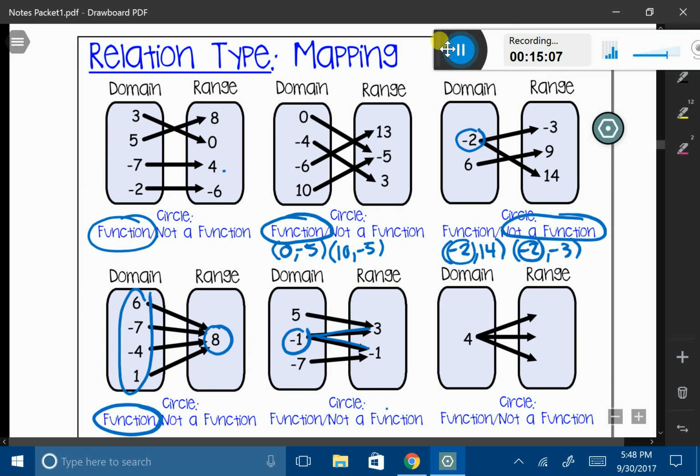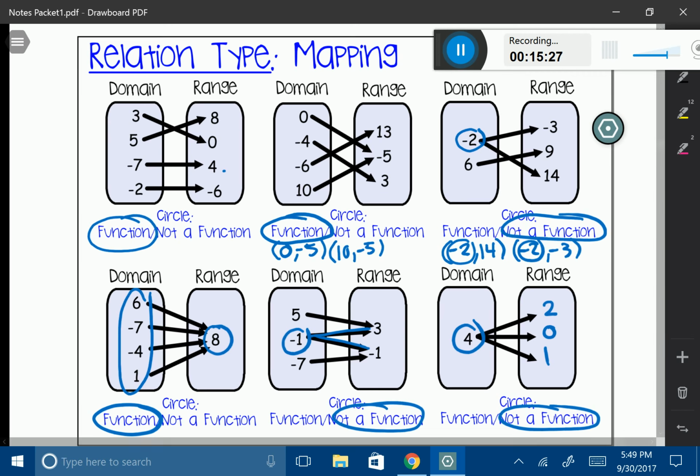And the last one is definitely not a function because look, 4 is going to, oh, I don't know why my numbers aren't there. Let's go ahead and put 2, 0, and 1 there. I apologize for that. But no matter what those numbers were on the range side, it doesn't matter because 4 can't go to 3 different range values. So this is not a function. Okay, this was the third type of relation. Let's go to the last one.